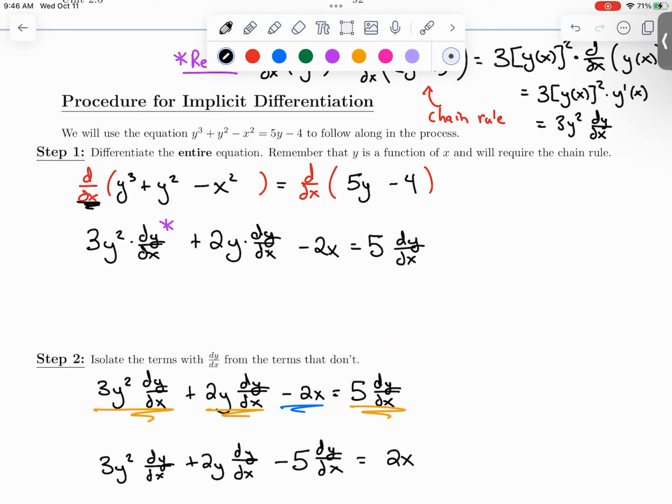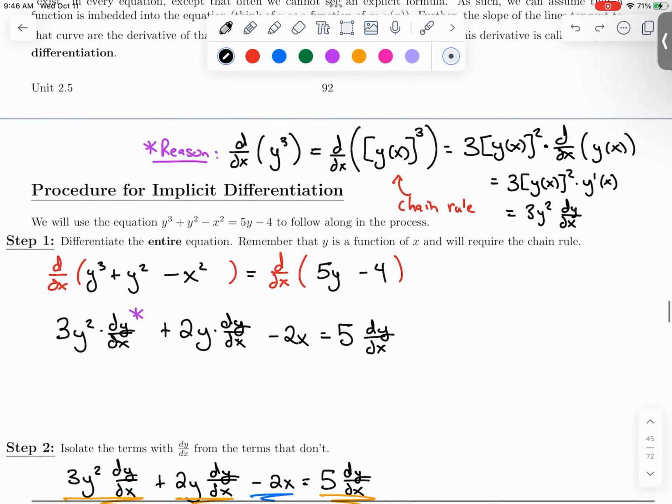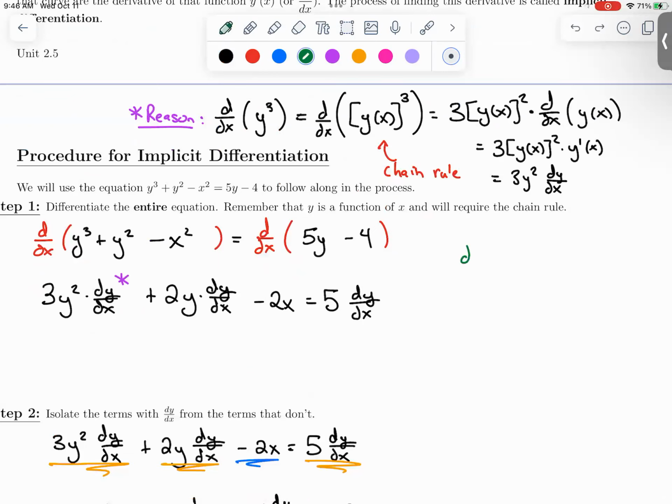If I wanted to do d/dy, so this might be useful to see on the side. If I did d/dy of y cubed plus y squared minus x squared, if I took the derivative of the left-hand side with respect to y being the variable, this would be 3y squared plus 2y minus 2x dx/dy. So it depends on what variable I'm taking the derivative with respect to.